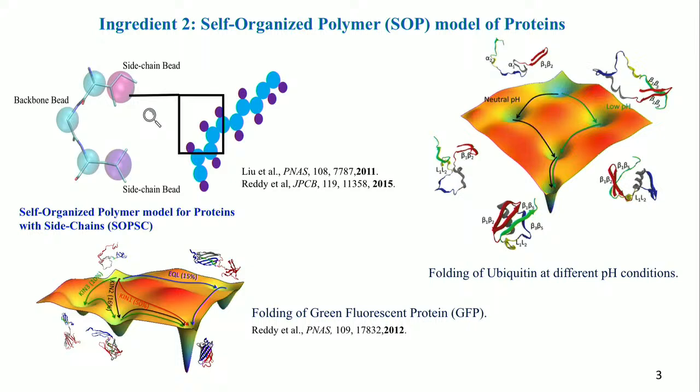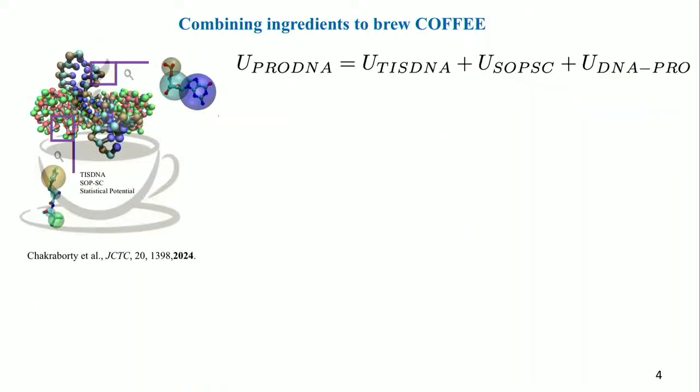And here, Reddy and others were able to look at the folding pathways of green fluorescent protein. So this model was not developed by me. This was mostly developed by Dave and others. Now, coming to coffee, how do we combine these two different ingredients?